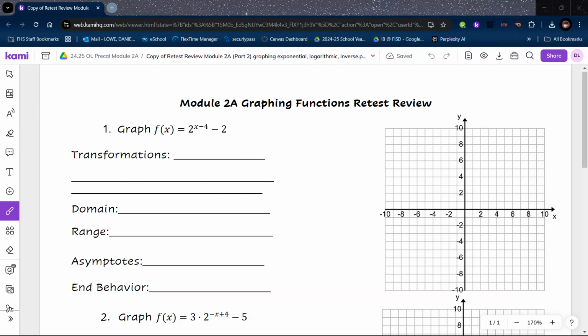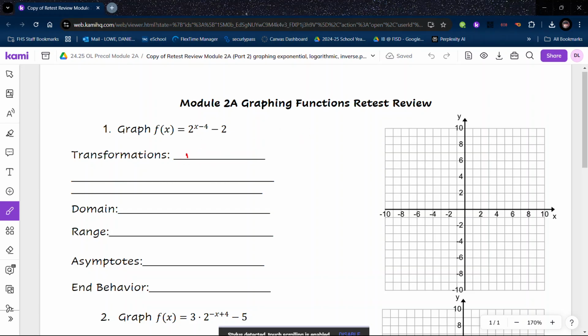Okay, this is the first video of the graphing functions retest review: graphing exponential functions, graphing logarithmic functions, and graphing inverse functions. So if we look at our first example, we have an equation that we know is an exponential function. The transformations that have occurred here: we have moved to the right 4 units, and we have moved down 2 units, right? This x minus 4 is telling me about moving to the right.